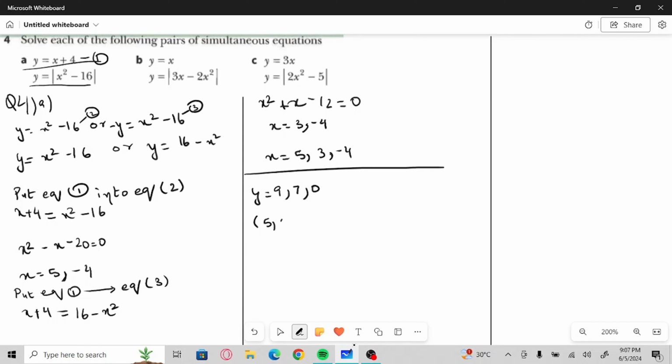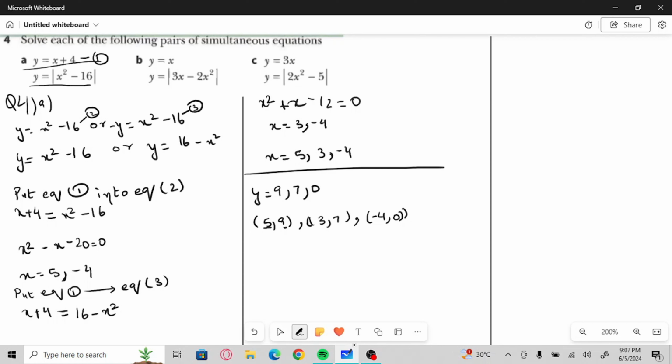So 5, 9 is the first coordinate. And then we have 3, 7. And also we have negative 4, 0. For those of you who don't know, the left side in this coordinate bracket is for the x-axis, and the right side in the bracket is the y-axis value. So that's it for part A.